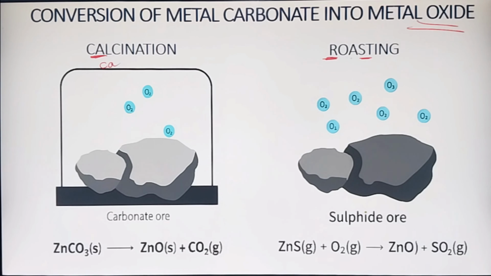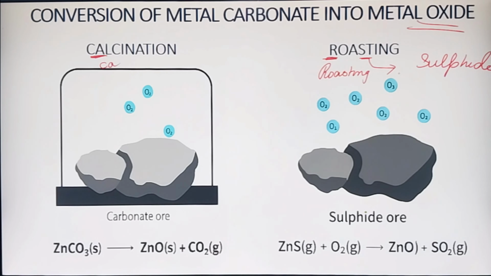If you can have a look, I have underlined two words here. For roasting, I have underlined R. R stands for roasting. S stands for sulphide ores. So roasting is always carried out for which type of ores, children? It is always carried out for sulphide ores. So please do remember this. Roasting is carried out for sulphide ores. R, S. Okay, so this is the first point of difference that you have to remember.